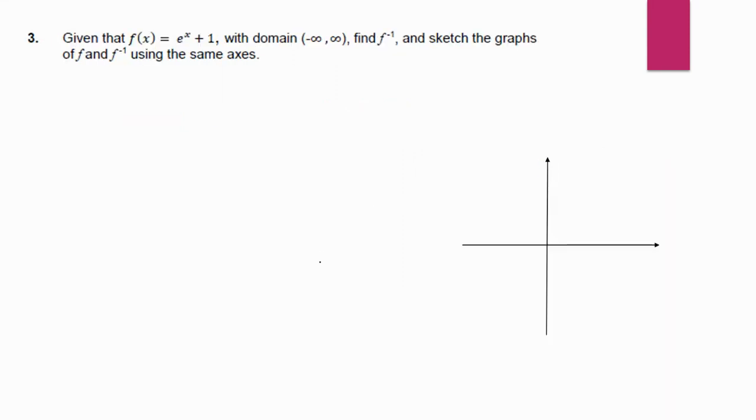Okay, e to the x plus 1. So again, very quickly, I'll just draw in my y equals x.